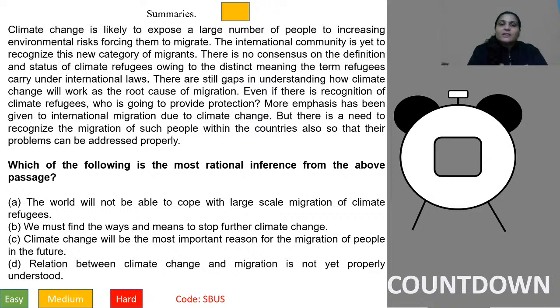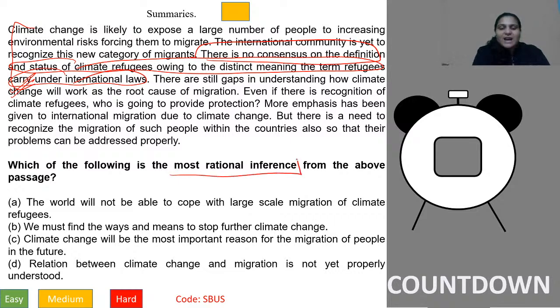In fact, this is something we saw very recently during the coronavirus crisis, that a lot of migrant laborers had to migrate in large numbers from Rajasthan and other states back to UP and Bihar. So they are saying there is no consensus on the definition and status of climate refugees, owing to the distinct meaning the term refugees carries under international laws. It's because international law treats refugees as people who are affected by war and aggression. So we don't recognize people affected by climate change as refugees. This is what the passage is trying to say, and the first 4 lines become a clear indicator of what our answer is going to be.